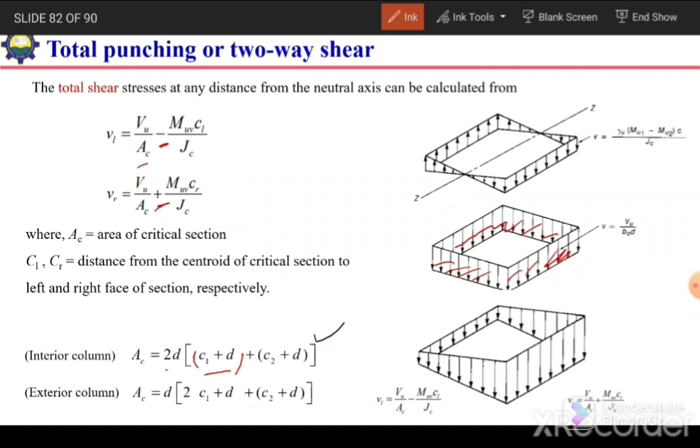So this is for the interior column. For the edge column, we have only twice of B1, and in the case of B2 we don't have twice, because we have the critical section only on one side of the column in the case of edge columns or exterior columns. And CL and CR are the distances from the centroid to the left and right side, that is, the distance from the centroid up to this face, or from the centroid up to this face.